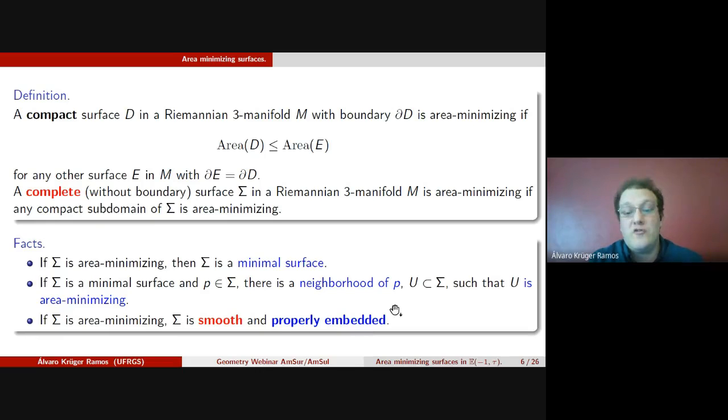The same thing goes for embedded. If you're not embedded, if you cross yourself, then you can make kind of a hole in it, and you can make the area locally a little smaller. And also, you can obtain properness. If you accumulate, then you have curvature estimates. It will be graphical over itself, basically in some parts of your manifold, and then you can replace two disks by a little tube to decrease area. So if you are area minimizing, you are the nicest kind of surface you can be.